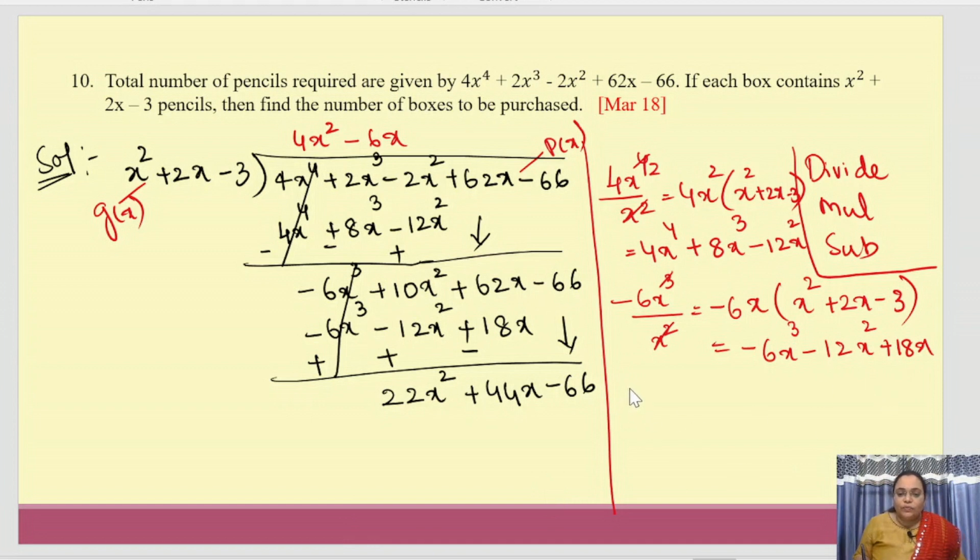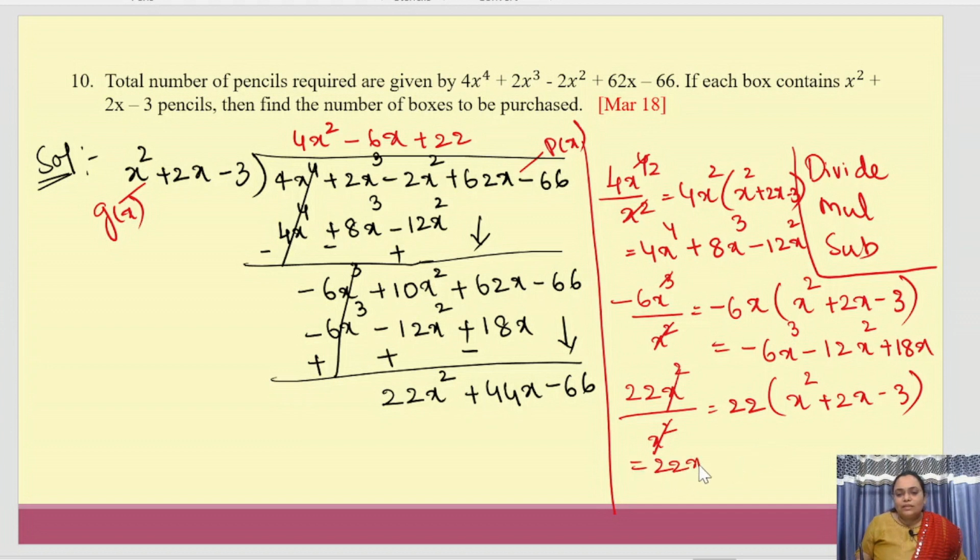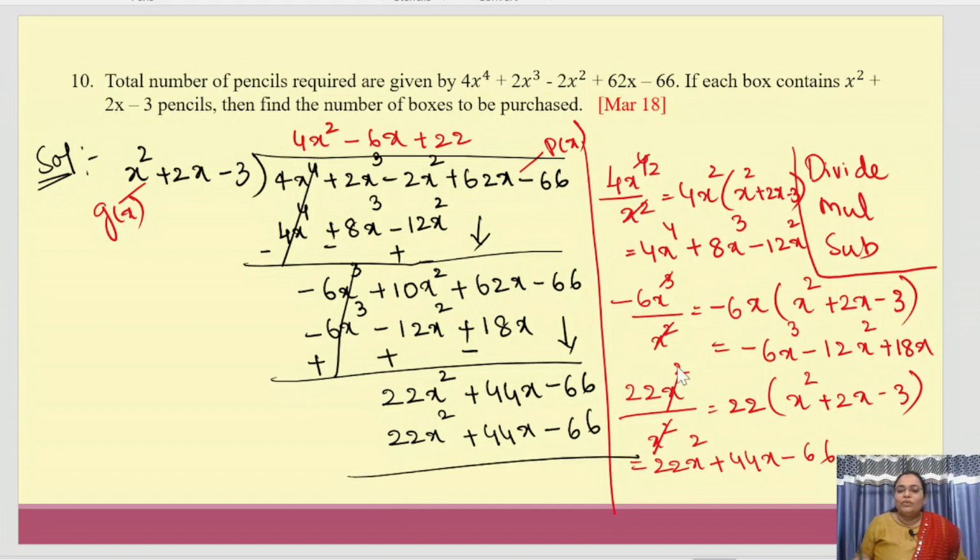The first one is divide. You will divide 22x square by x square. You will have 22. 22 is the last term of the quotient. Then you will multiply 22 with x square plus 2x minus 3. So you will get 22x square plus 44x minus 66. So take it here, which is 22x square plus 44x minus 66.